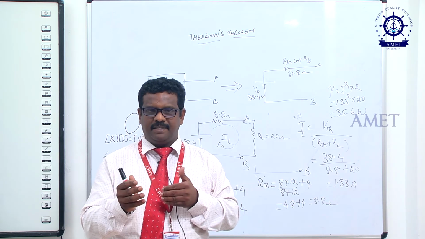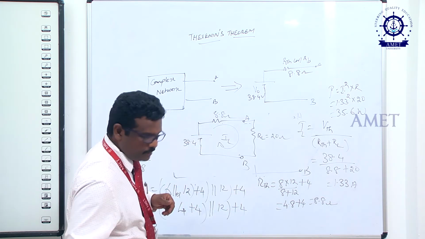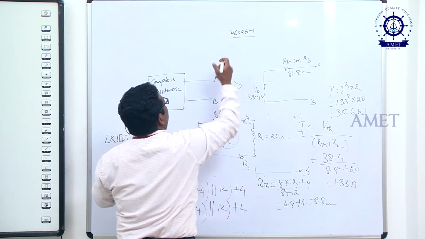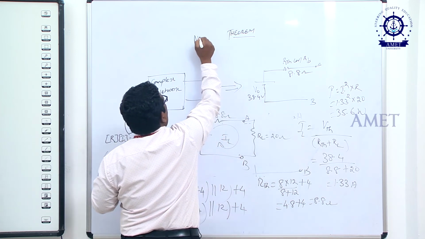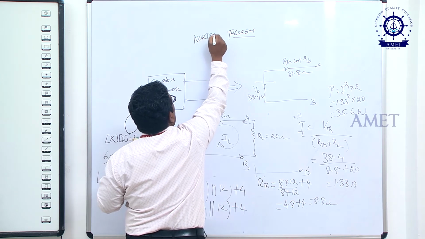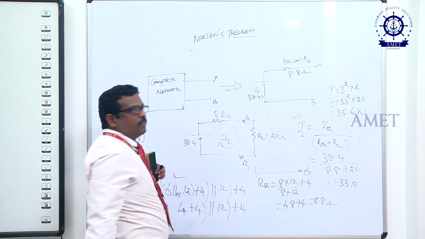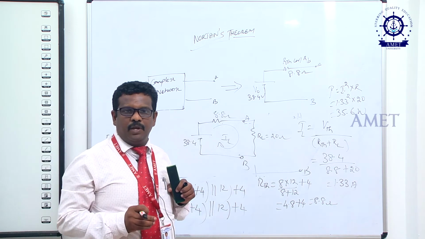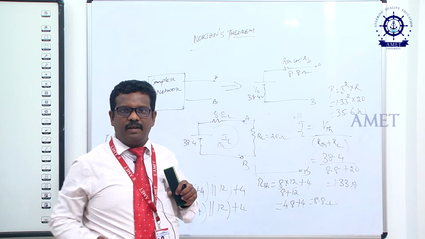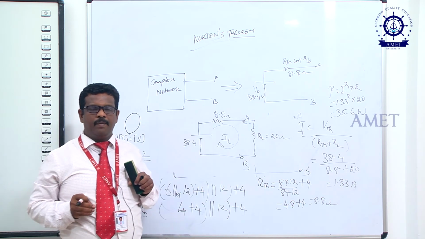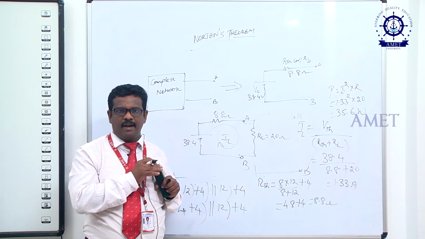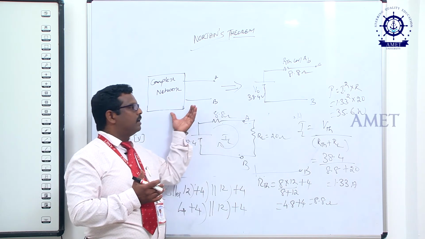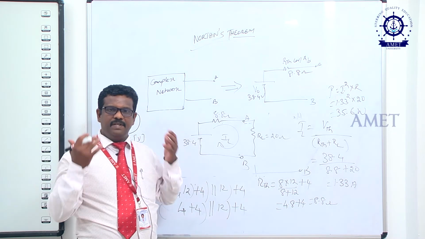What does Norton say? Whenever you write Thevenin's or Norton's theorem, the spelling is very important, because you are using that person's name. So it should be very clear, right? Just recall the previous one, what you did in the previous Thevenin's theorem.